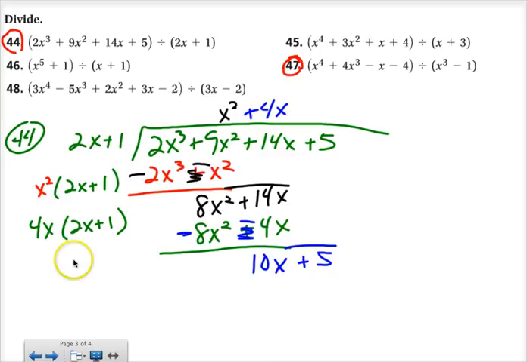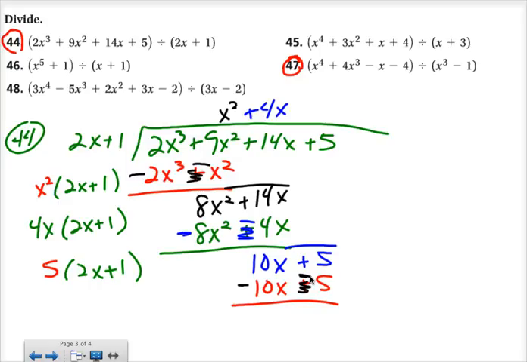So now we have our little 2x plus 1. And we want that to be a 10x, so we're going to multiply by 5. And that gives us 10x plus 5. And hopefully by now you can see, hey, that's a good thing. We're going to change the signs and add. And our little 5 did its job. And we just happen to get no remainder this time. So our answer is x squared plus 4x plus 5.